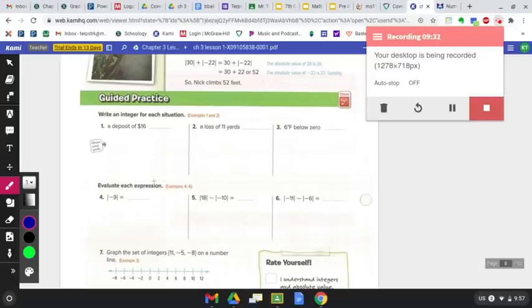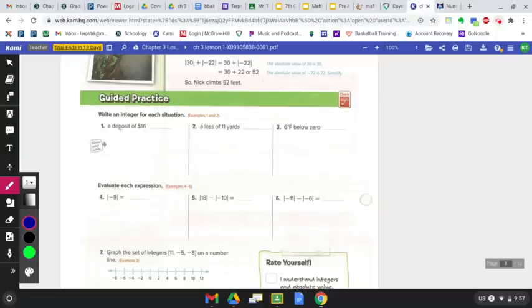All right, so starting out, a deposit of $16. When we use the term deposit, that means that we're putting money in, so our bank account will go up $16. The term for taking money out would be withdraw. A loss of 11 yards, so we're going backwards, we're going left 11 yards. 6 degrees below 0, that would be below, that would be to the left, so that would be a -6.